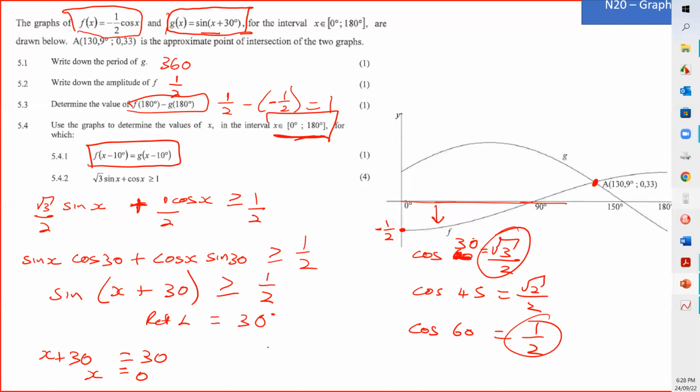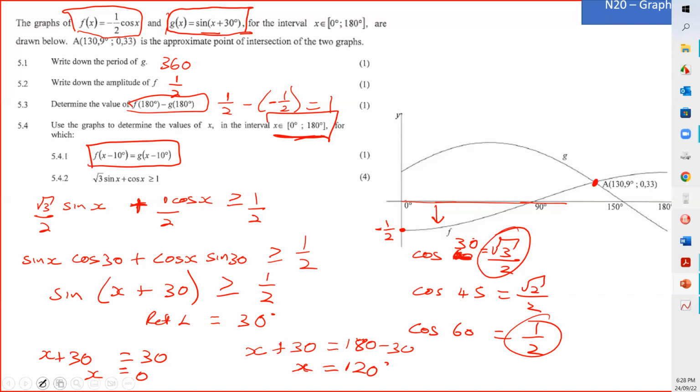Or we have a case where we have x plus 30. Remember that we can also have sine to be positive in the second quadrant. And the angle formula in the second quadrant is 180 minus 30. And that will give us 180 minus 30, subtract the 30 moves on that side, subtract 30 will actually give us 120. So those are the two values that we have identified. But the question is, when is this graph greater and equal to half?